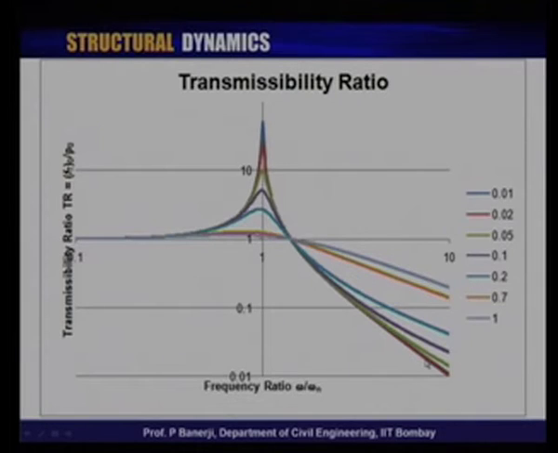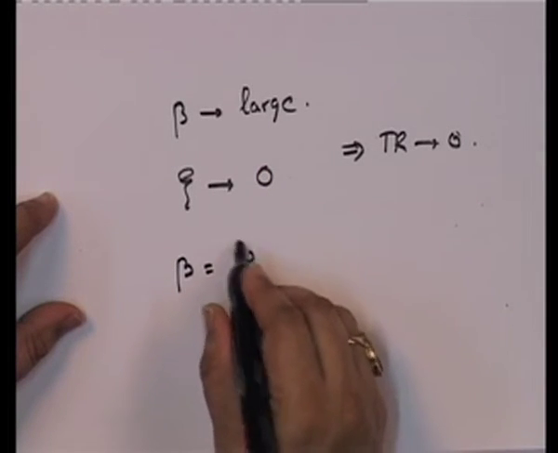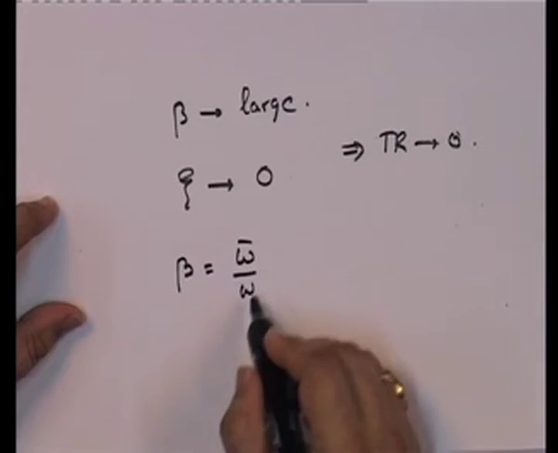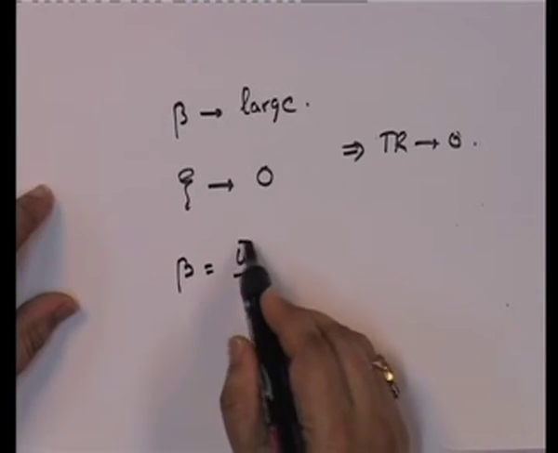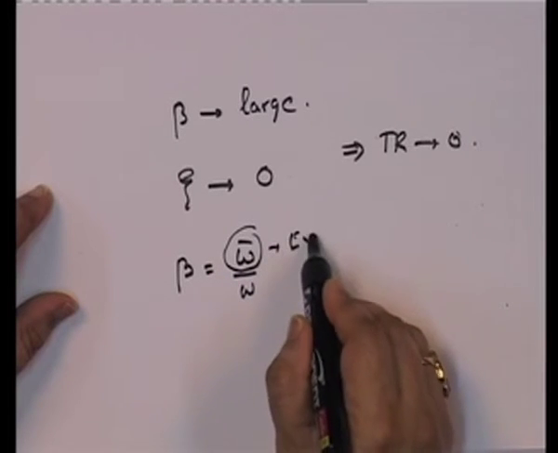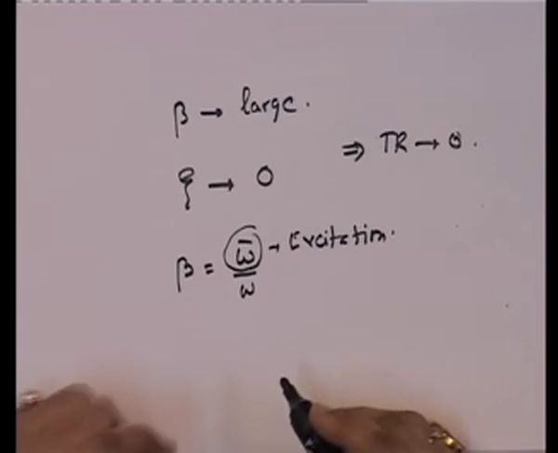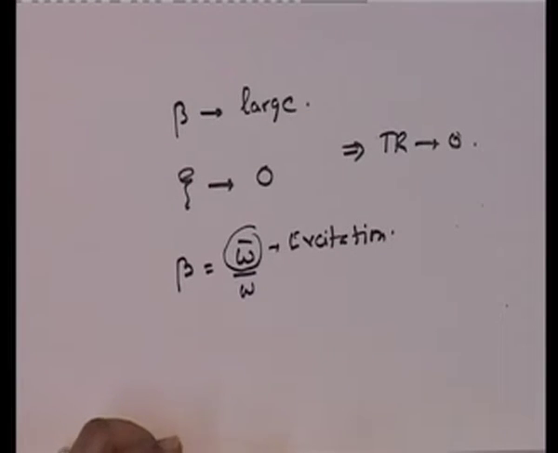So what does beta large mean? What is beta? Let us define it. Omega bar upon omega is beta. Now, this excitation frequency we can't do anything about, because that is the frequency coming from the machinery. I can't change the frequency of the machinery, because that is its operating frequency. So omega bar is fixed.